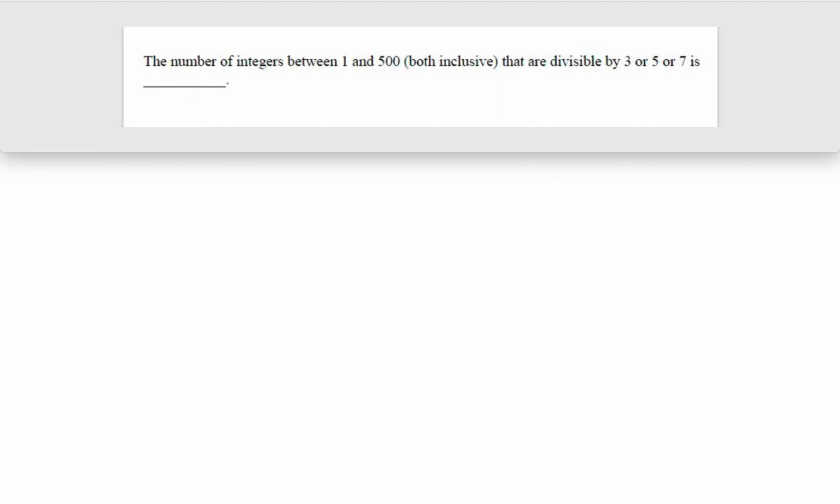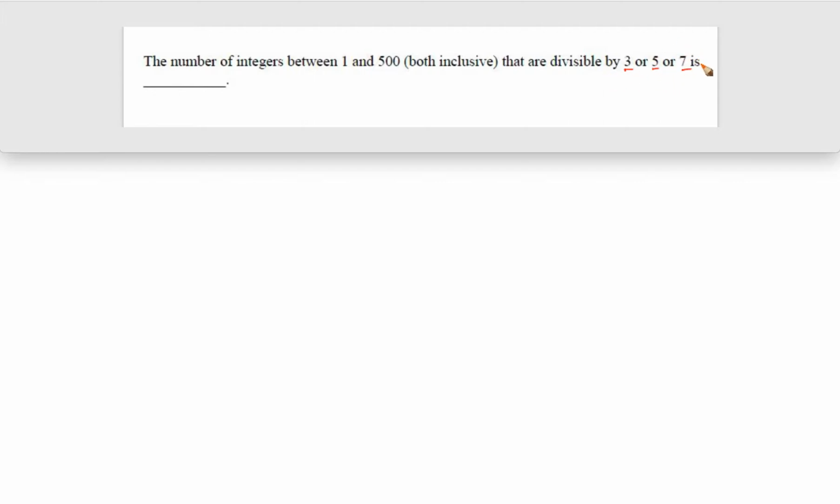Okay, so now let's come to this question. Here they're talking about the number of integers that are divisible by 3, 5 and 7. So in the range 1 to 500, both inclusive, so 1 including, 500 including, in that range of integers, how many integers are there which are divisible by 3, 5 or 7?